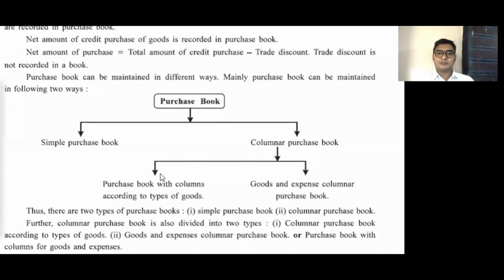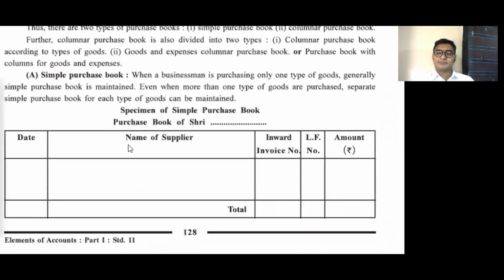In columnar purchase, one is purchase of goods by types of goods, and another is goods and expense. So, simple purchase book is very easy, but in columnar purchase book, we have to identify whether it is on the basis of goods or on the basis of goods and expense. Okay. So first of all, you can see the format of simple purchase book. Specimen of simple purchase book.